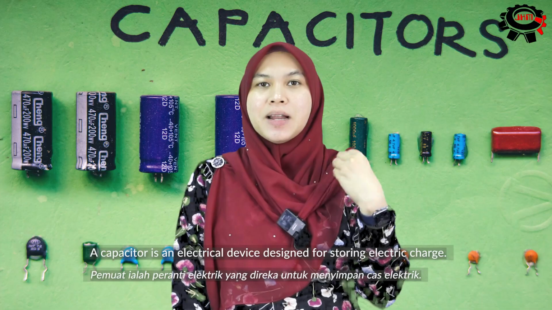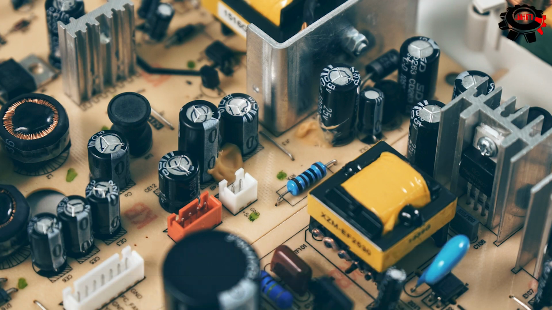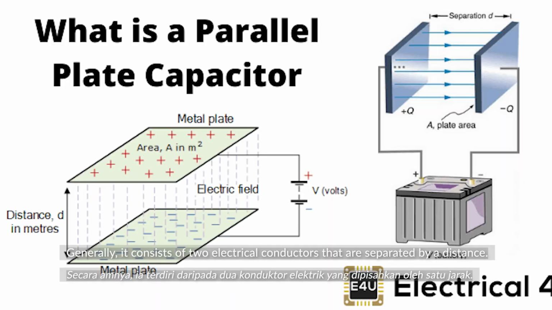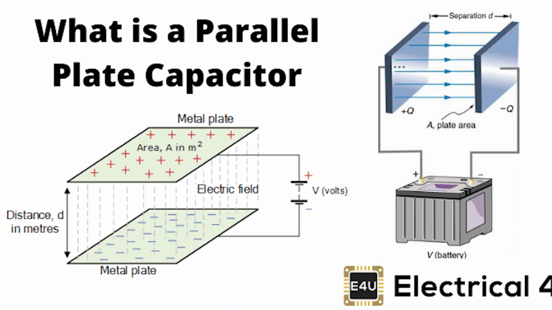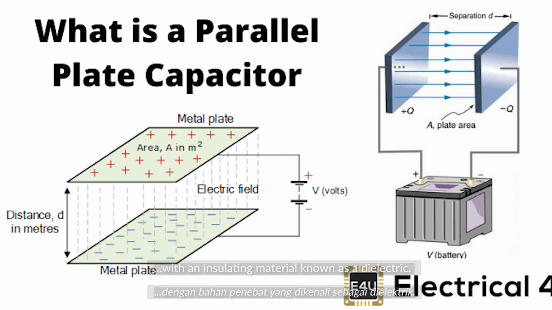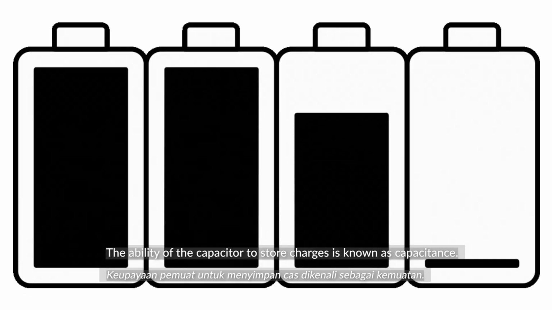A capacitor is an electrical device designed for storing electrical charge. Generally, it consists of two electrical conductors that are separated by a distance. The space between the conductors may be filled by a vacuum or with an insulating material known as a dielectric. The ability of the capacitor to store charge is known as capacitance.